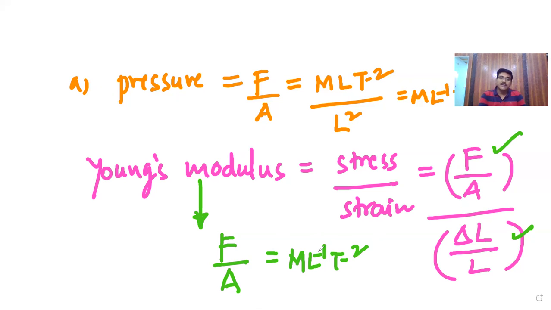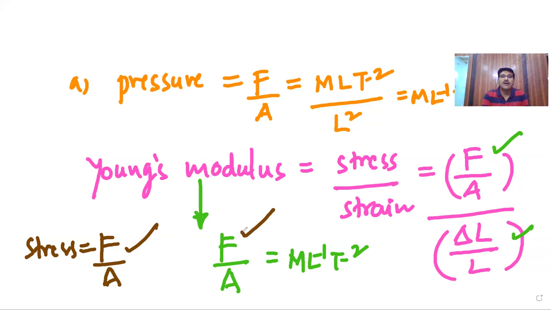That means pressure, Young's modulus have the same dimension formula. And third thing, he says that stress. What is the stress? Force by area. Again, this is also having the same dimension formula. All the three. Pressure, Young's modulus, force by area, stress, all have the similar dimension formula. Hence, this is not a correct option. Clear? Now, let us go to the second option.